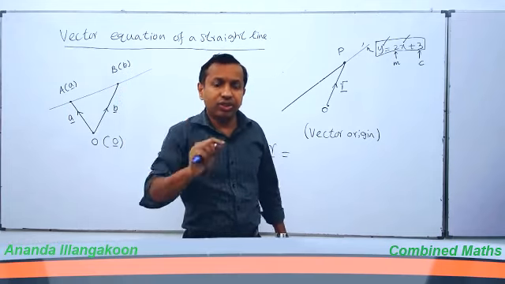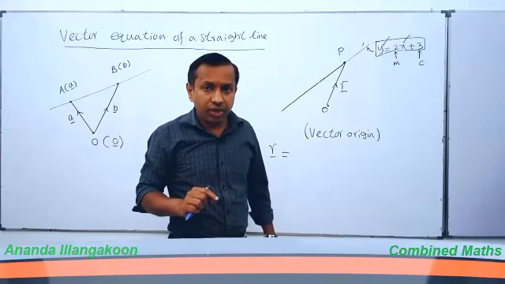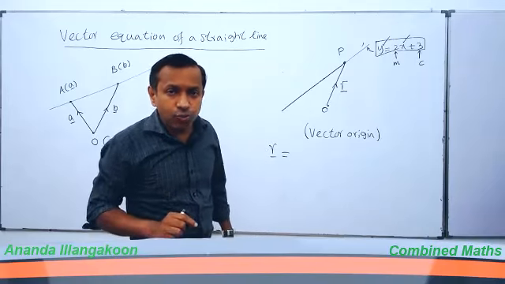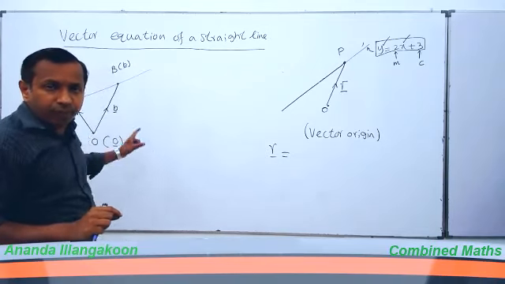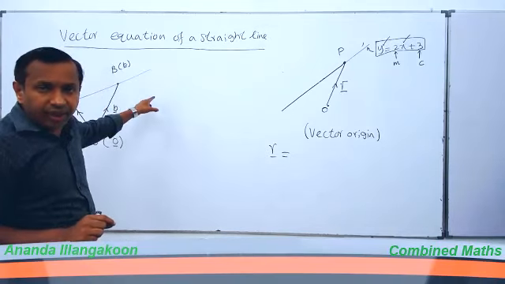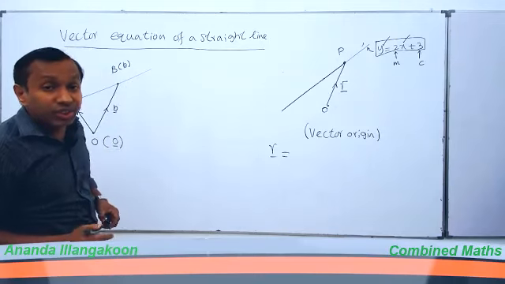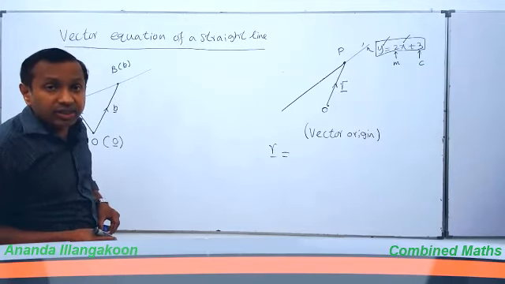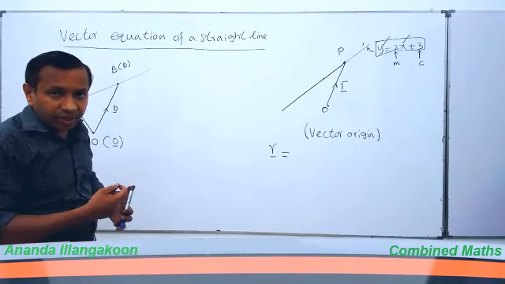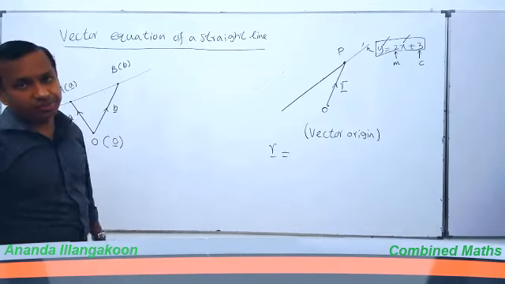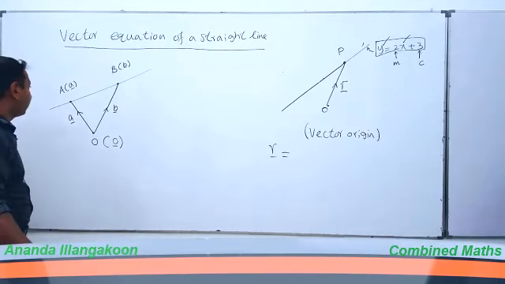Then our next part of the equation of the line is: the equation of the straight line passing through the points A, B with position vectors a and b. That is our next heading. No need to write that heading, we will write it as a sentence.